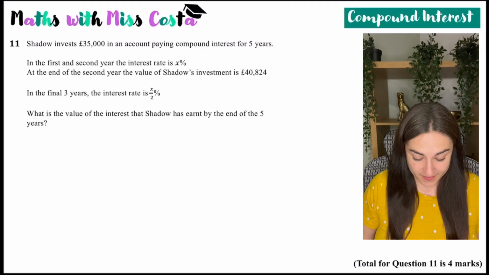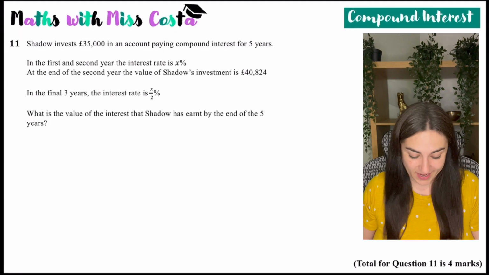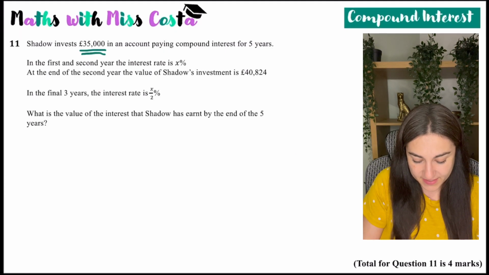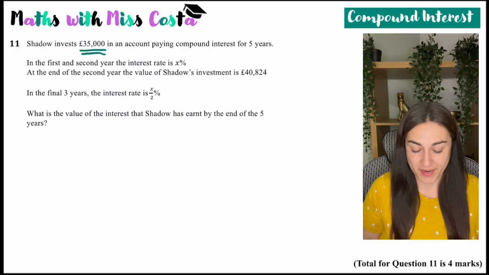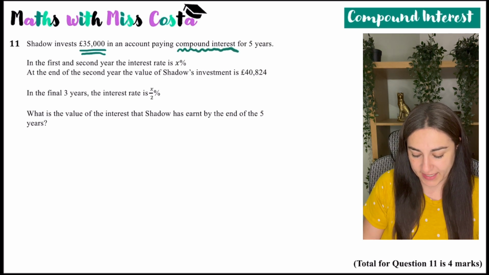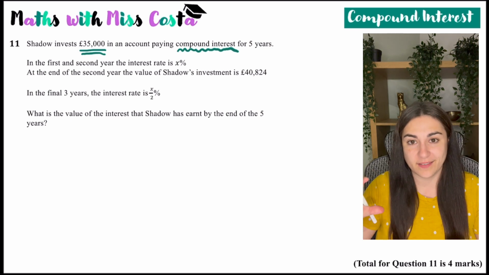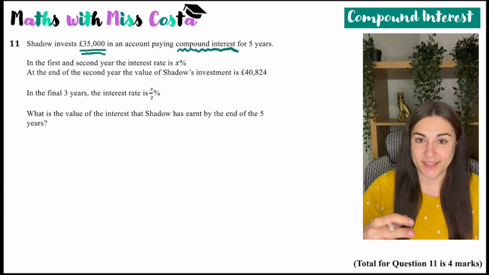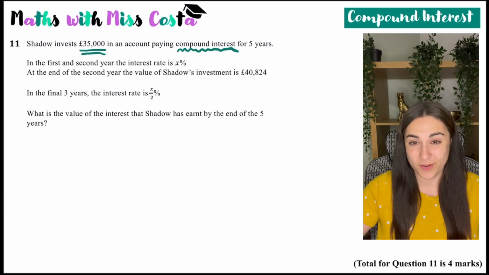Okay, so we're dealing with compound interest. Shadow invests £35,000 in an account paying compound interest for 5 years. And all compound interest means is that whatever you have made on interest at the end of the year gets reinvested. So you're actually earning interest on all of the money that you've earned, including the free money you've got from the interest.